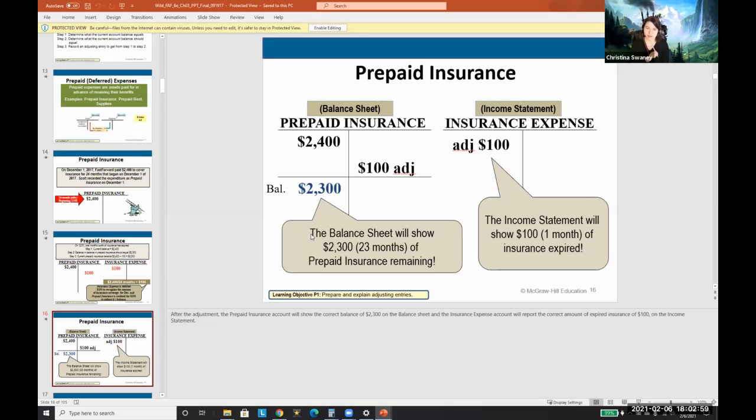I have a question. Would we actually write ADJ, like adjustment, in the journal, or is that just to help the students understand? Just to help the students understand. Okay, thank you. Good question. We just call it a journal entry.